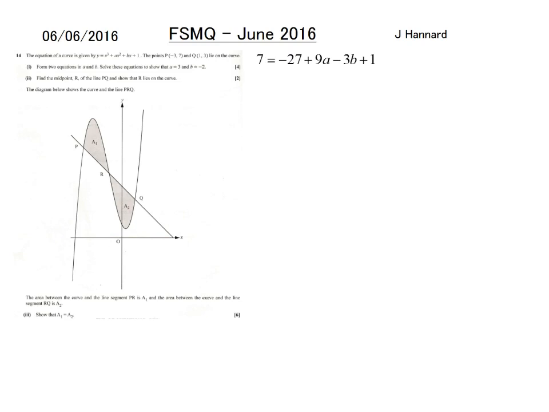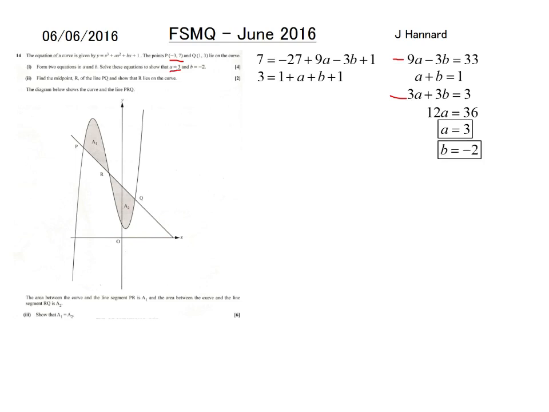So we've been given some information. If we set it equals 7 and put minus 3 through, we'll get that. So 9a minus 3b is 33. Similarly for the other equation, I get that. I'm going to times the bottom one by 3 to get that, and then add this one and this one, and get 12a equals 36. So a must be 3. And then put that a back in, and you get b to equal minus 2. 4 marks for that. Not too bad.